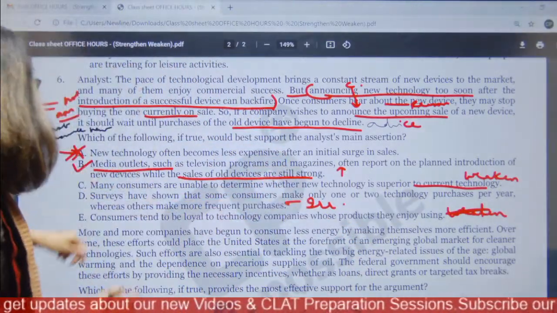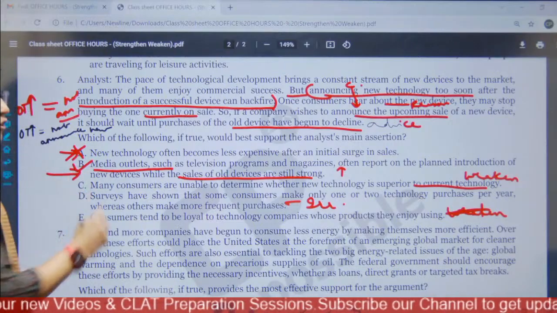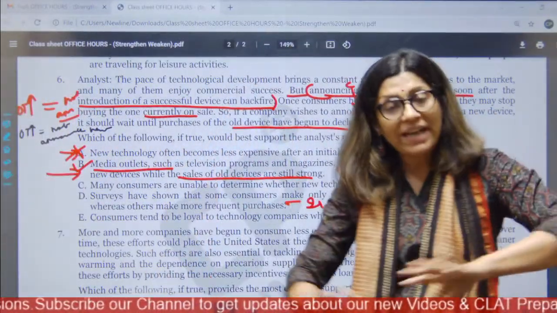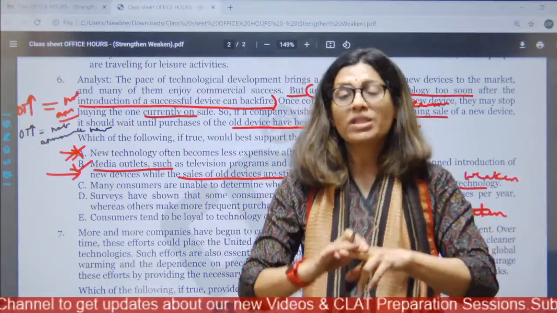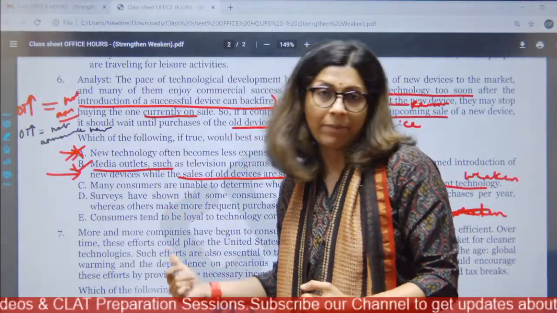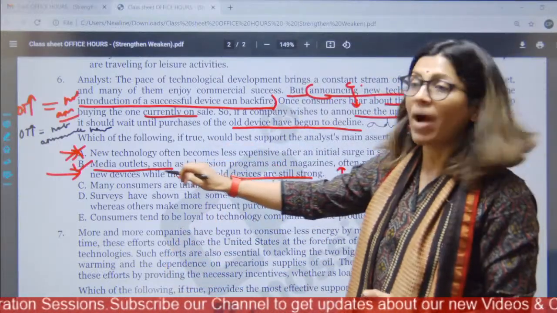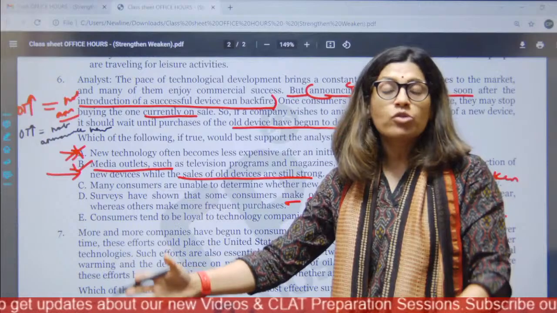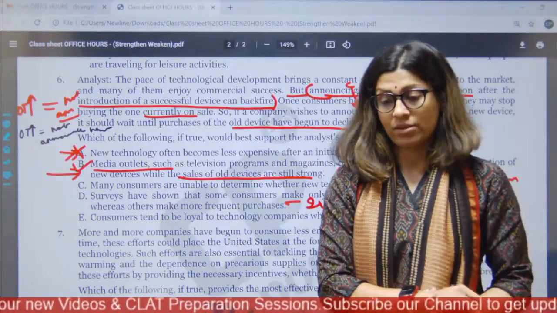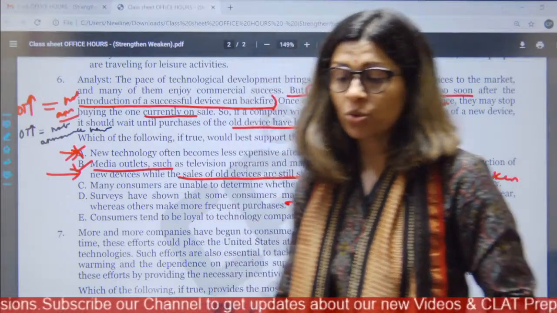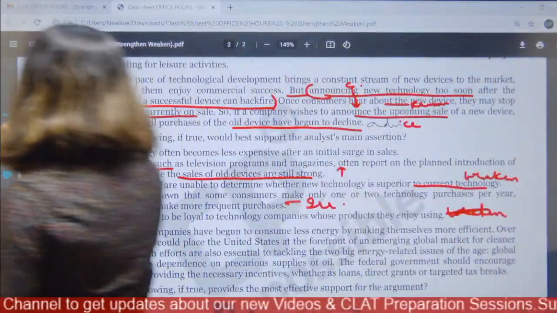B is strengthening because B says, if you announce it, everyone will spread it, magazine, news, and once that happens, whatever sales are happening will stop happening. So in a way, B is providing the method with which new technology announcement will hazard the old sales. Do you understand this? If yes, then please do say yes in the chat box.